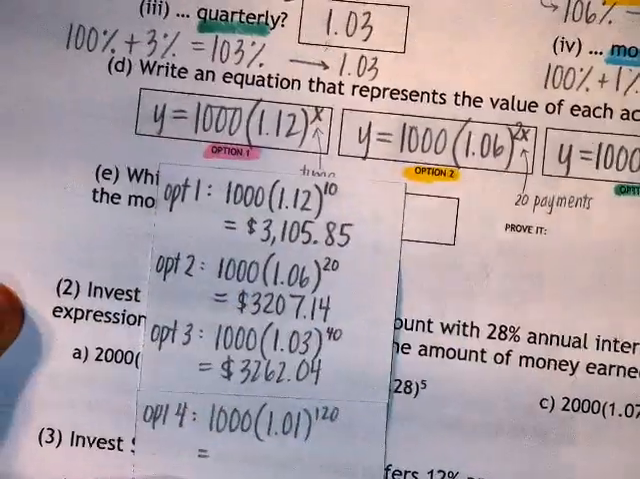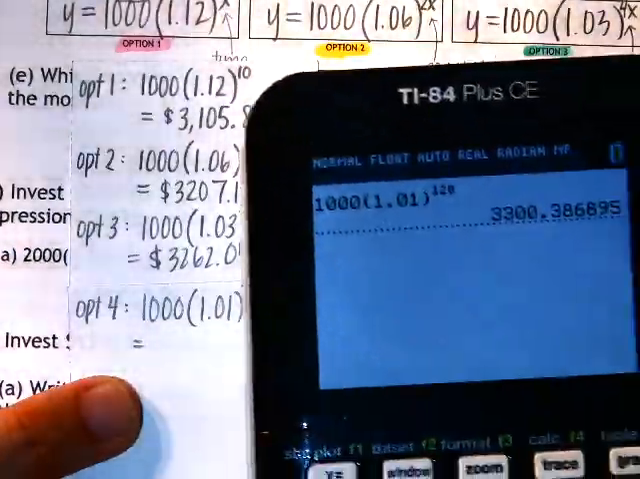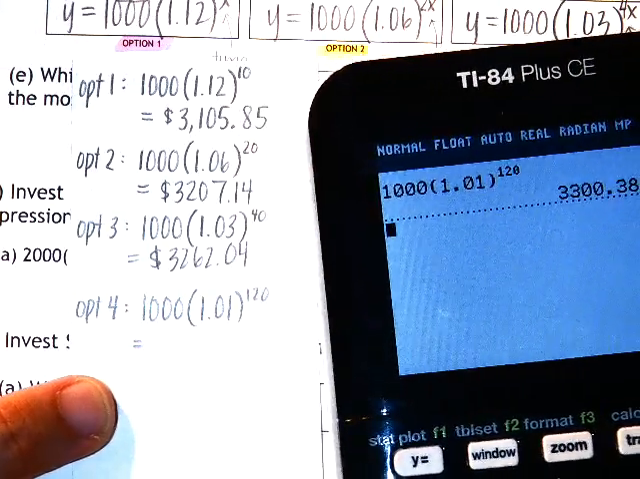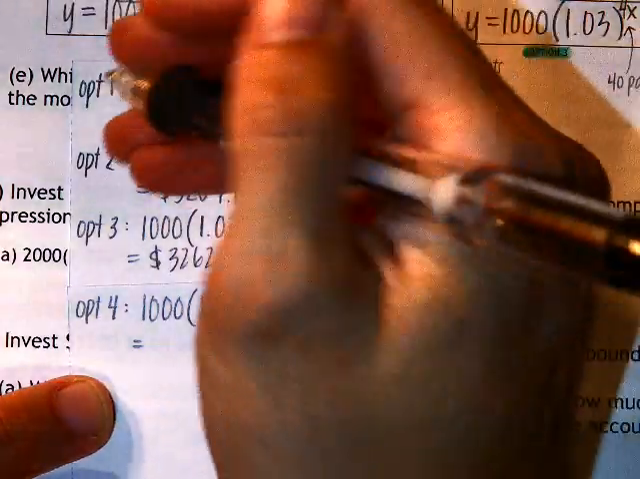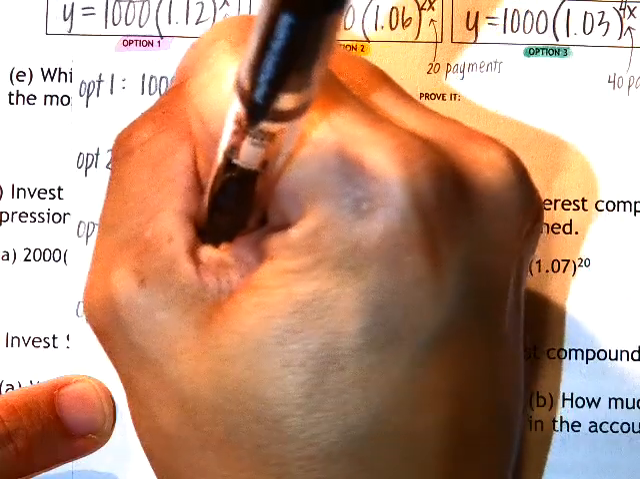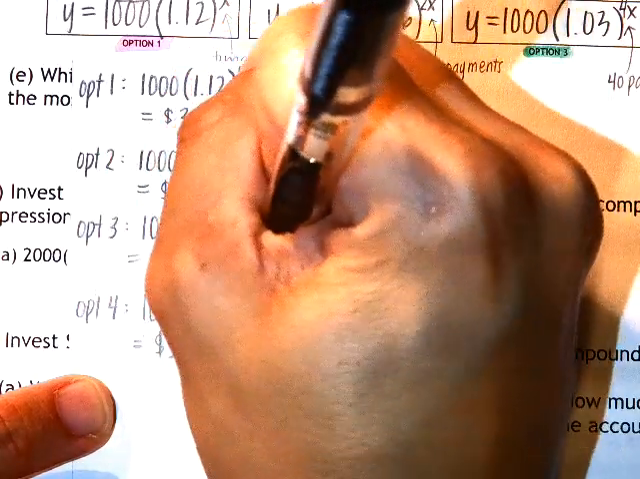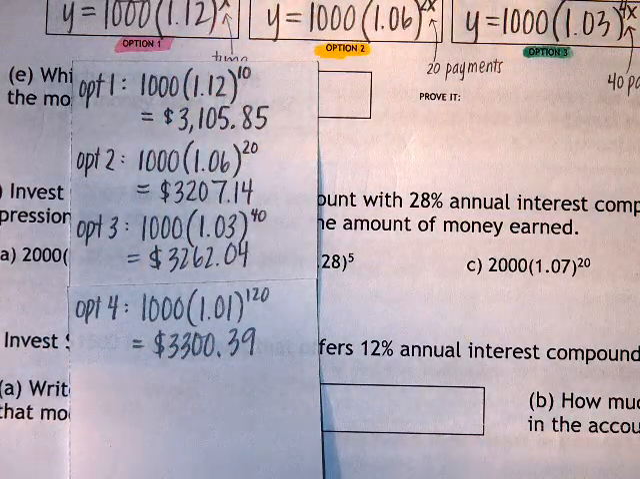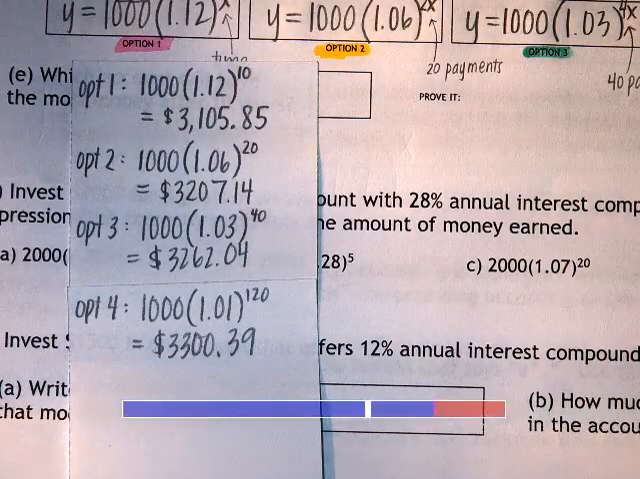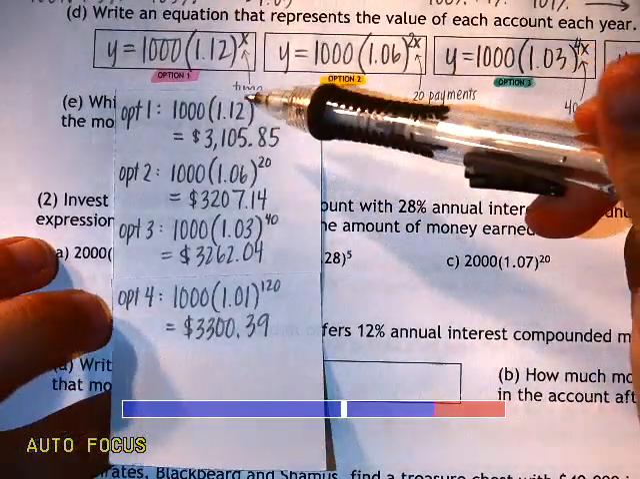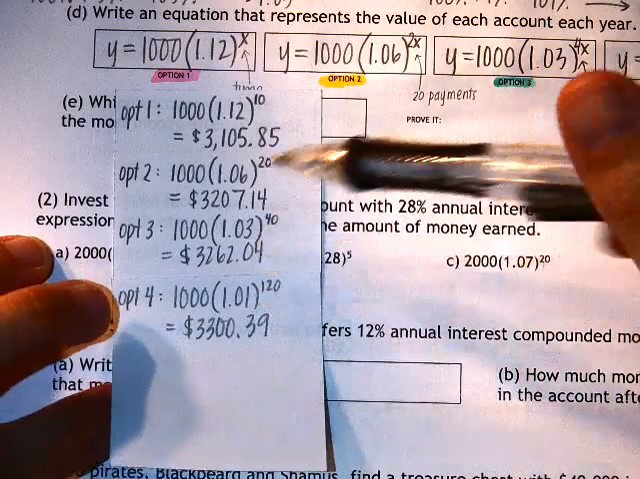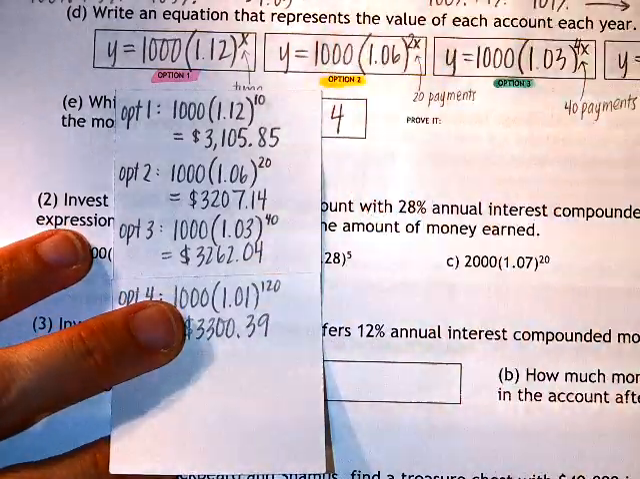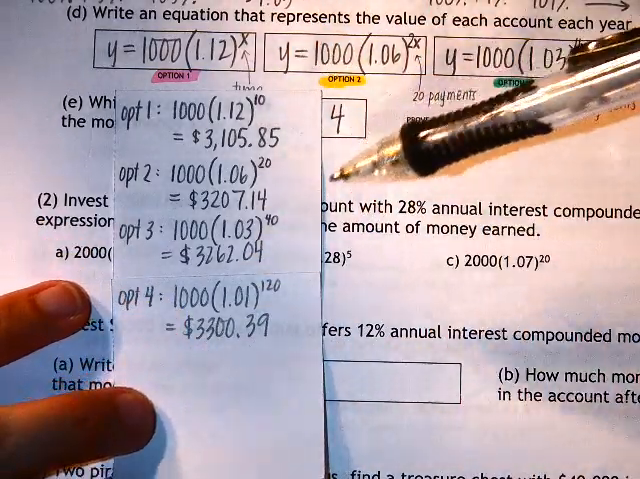And my calculator, oops, sorry, couldn't see either thing. My calculator is giving me $3,300.39, which is comparatively the best of the 4 options. So as I look at this carefully, I can clearly see all 4 options laid out, and I can see that option 4 is the one that gives me the most money.